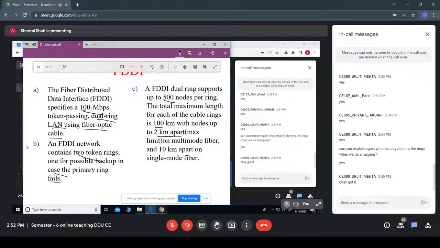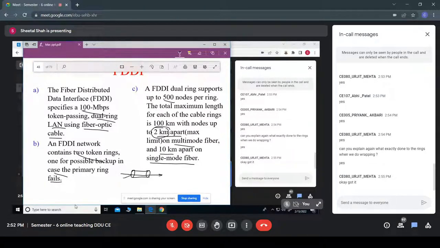If I'm having a multimode fiber, then the maximum distance between two stations can be up to 2 kilometers. But if we are having a single mode fiber, the maximum distance between the stations can be up to 10 kilometers. So what do you mean by multimode and single mode fiber? Are you aware about it? So this is your fiber. In the single mode fiber, the data would be transmitted in a single line like this.